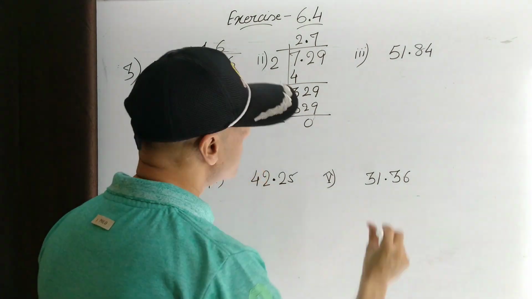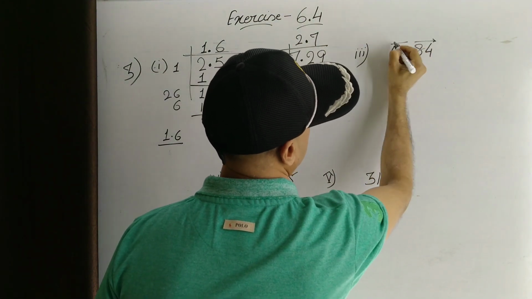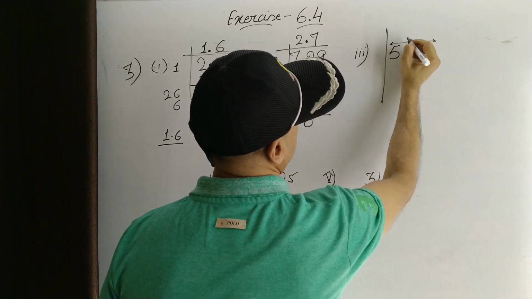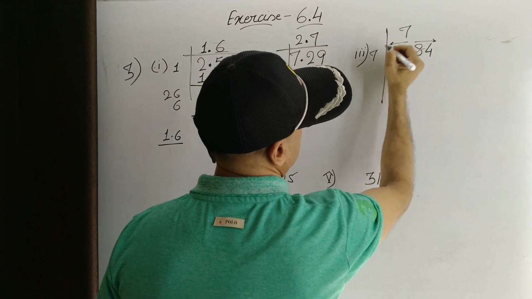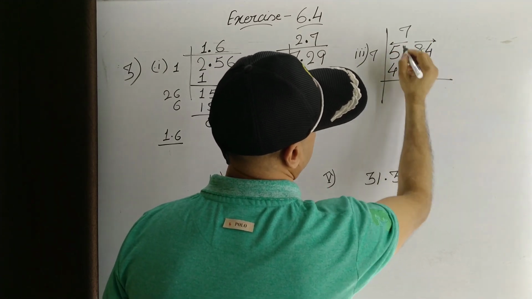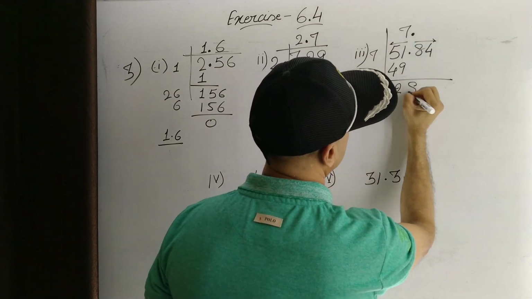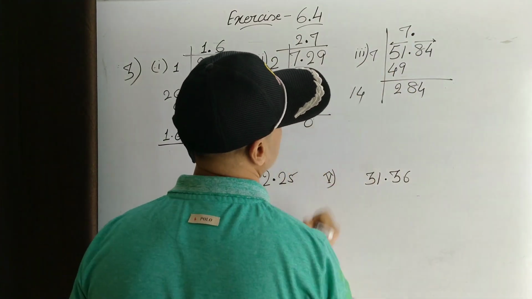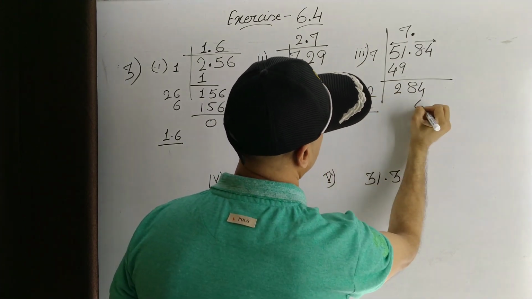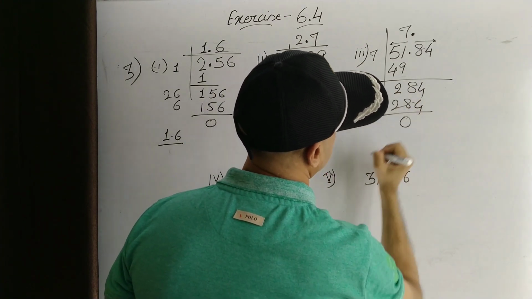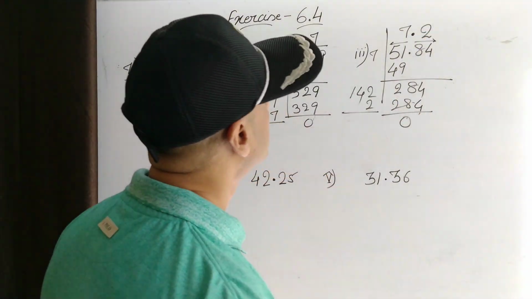Clear? This one will form pairs this way, and this way. Okay. So we'll have 7 here and 7 square 49. Remainder 2. We'll put decimal here. Get the 84 down. We'll have 14 here and we'll multiply with 2. So we'll get 4 and 0. And we'll have the answer as 7.2.